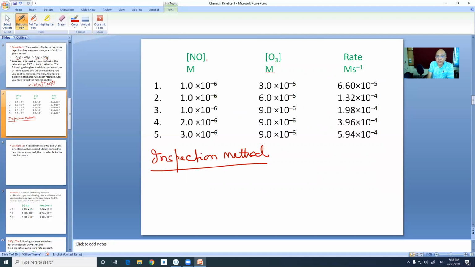The concentration of NO, these are the 2 reactants, NO plus ozone, giving products. Forget about the products. In this type of reaction, you have to presume that product concentration will not come into the rate law because the data is not given.